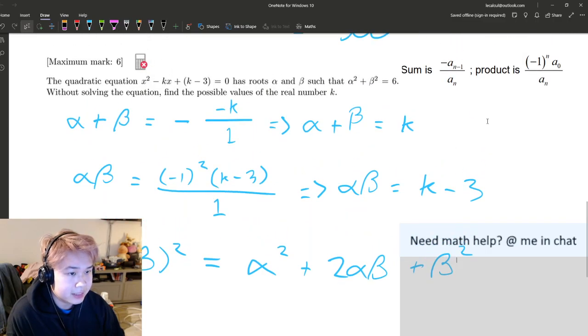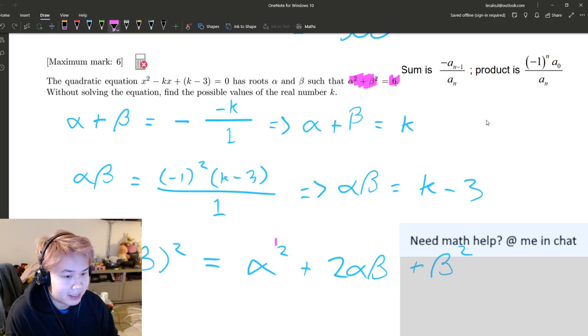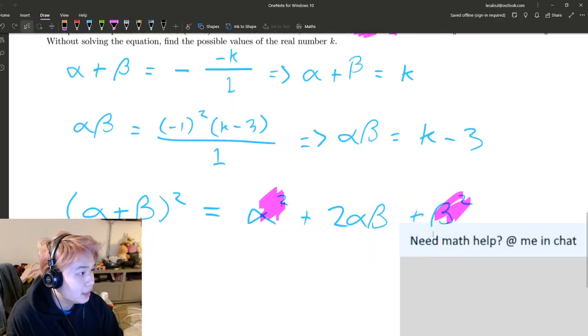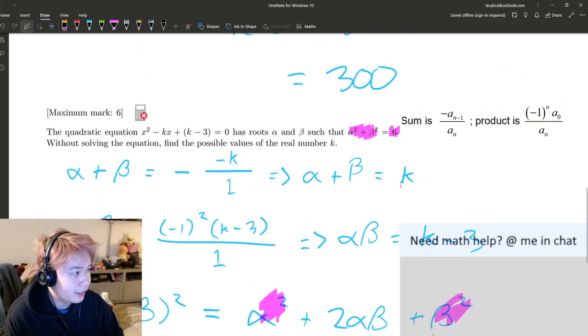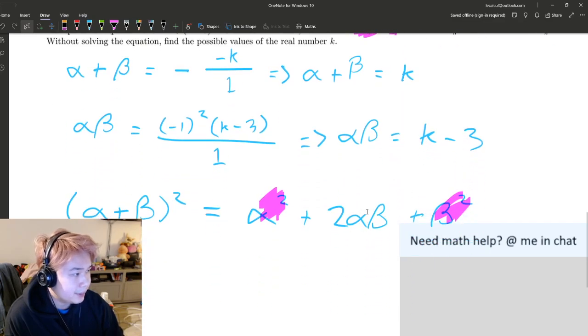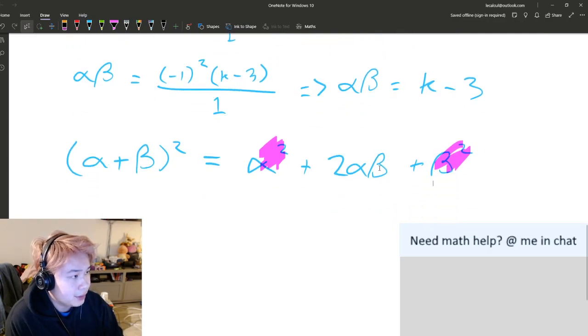Now, what's nice about this is, well, we know a couple of things. One, alpha squared plus beta squared is 6. So that means that this part of our formula is equal to 6. I know that this part, alpha plus beta, I figured out earlier is k. And I know that this part, alpha times beta, is k minus 3. So after I make the substitution, I'm going to have an equation just in terms of k, and then I can solve for k.